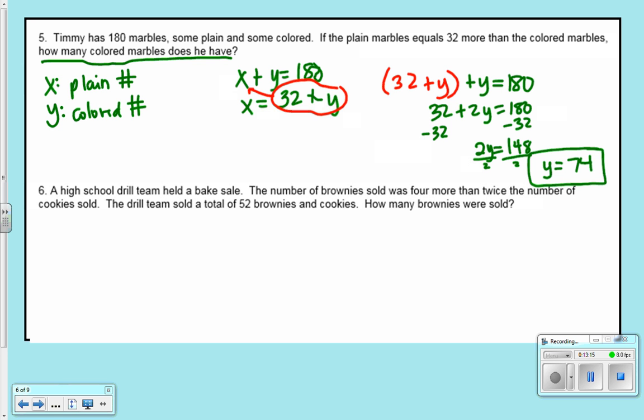Okay. Alrighty, next one. A high school drill team held a bake sale. The number of brownies sold was 4 more than twice the number of cookies sold.